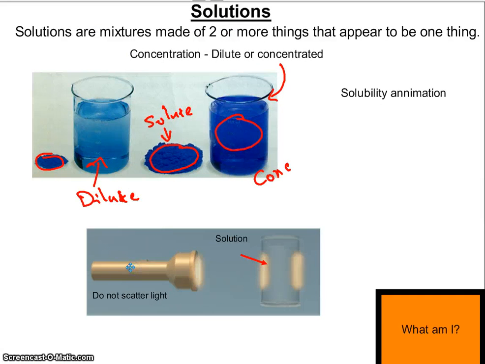The other thing that solutions do not do is scatter light. If I shine a light, we'll notice it bounces off here and here, but that's really the glass reflecting the light, where it does not reflect as it goes through.